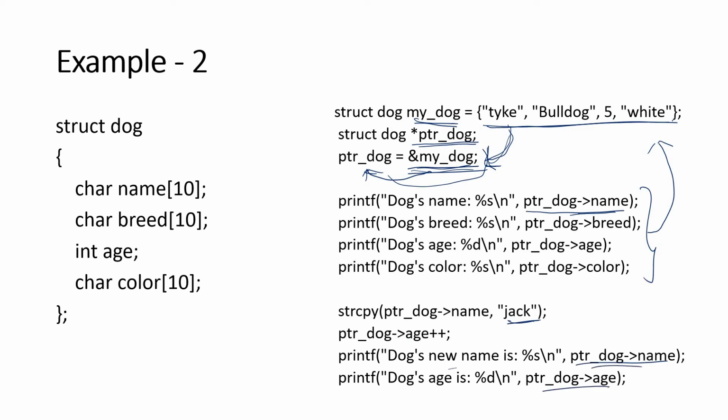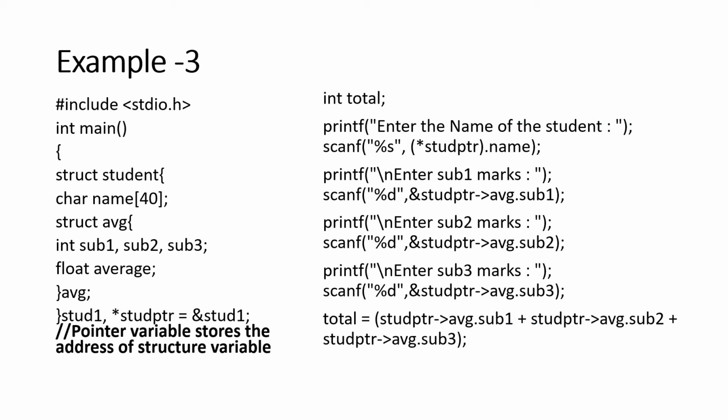So let's see another example. Here I have taken the example of the student. I am going to calculate the total and the average of the subject marks he scored. The student has his name and the subjects he has studied. So these are the variables I have taken. Then I need to identify the average of all the subjects.